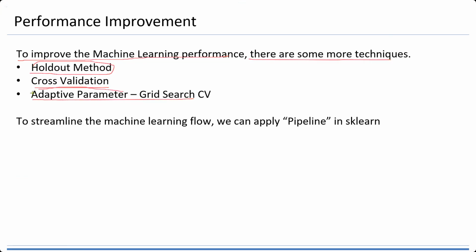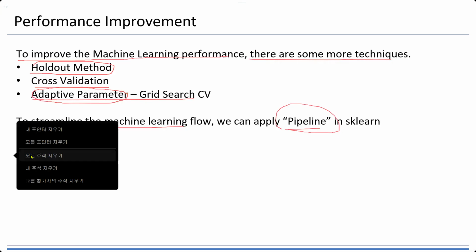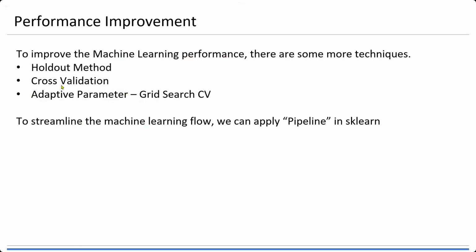Or sometimes people use the literature's name, like adaptive parameter. And also we will learn how to streamline the machine learning flow. We can apply one of the tools in sklearn. We call it pipeline. Now let's take a look one by one.